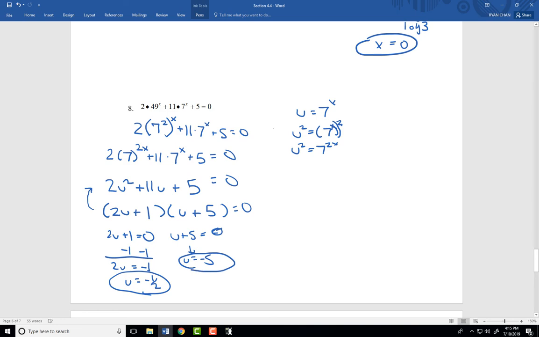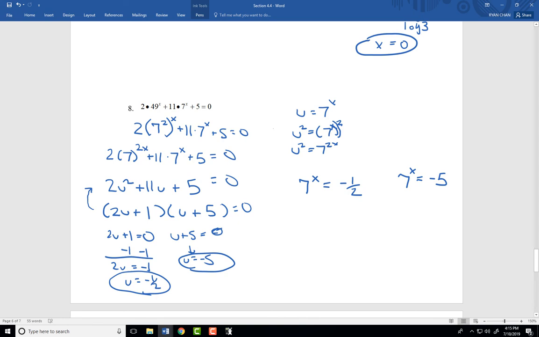Okay? So we're going to plug these back in. Do not forget about this part. Because remember, you're not solving for u, you're actually solving for x. So we said u is 7 to the x. So I have 7 to the x is equal to negative 1/2, and 7 to the x is equal to negative 5. I should clearly realize they both don't work.